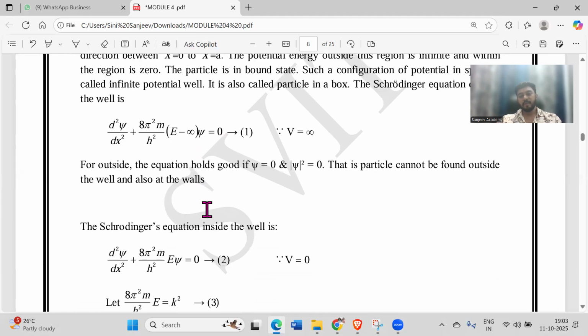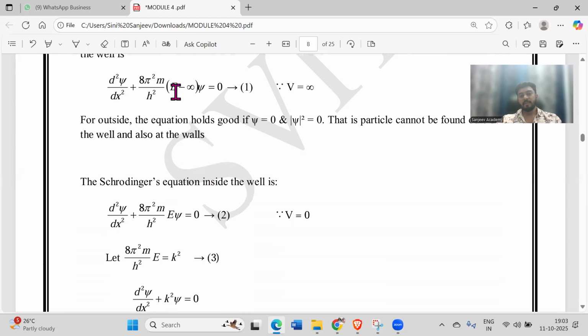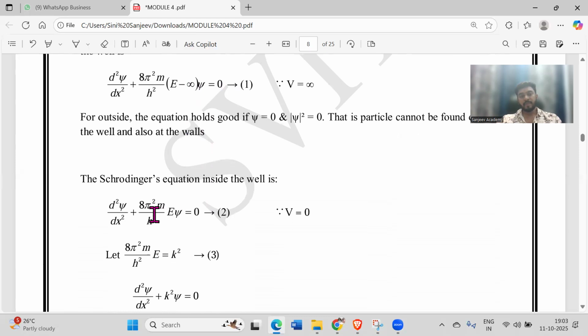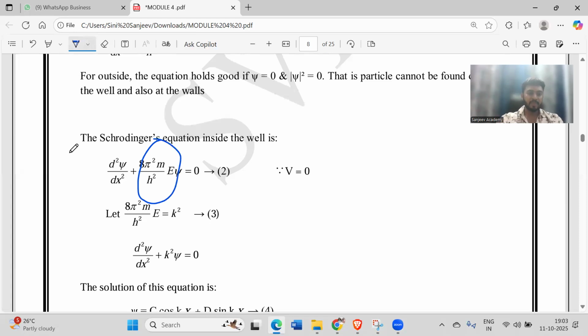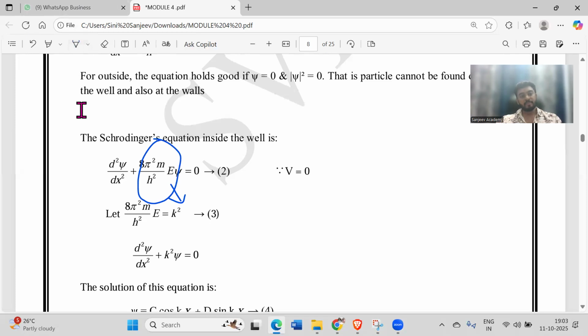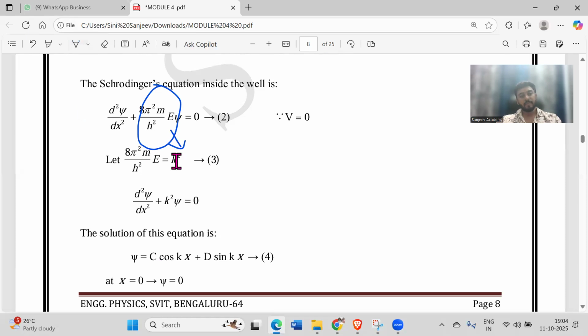Okay. Yeah. So coming to this, it will become E into psi. E psi is equal to 0, it will come. Same thing, E psi is equal to 0. Now what I will do is, this full term is there, right? This 8 pi square, E and everything, not the psi, this thing. That will put as k square. That I'll put it as k square. Okay. Then what I'll get? I'll get k square psi.